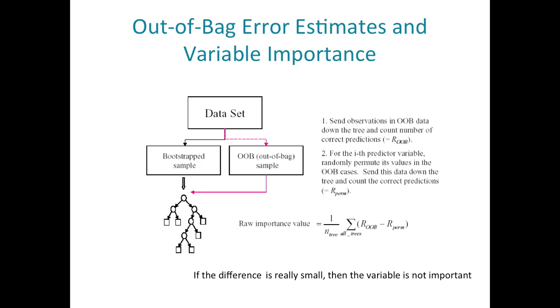Okay, we will repeat this process for all the different trees that we have in the random forest, and the average value will be the out-of-bag error estimate.